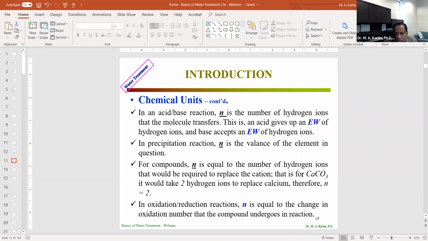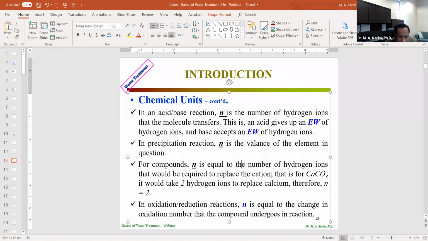I have a simple example over here for calcium carbonate. So in order to replace calcium, I need 2 hydrogen, right? Because carbonic acid, or we can say H2CO3, takes 2 hydrogen ions to replace calcium. Therefore, n is equal to 2. In this case, for calcium carbonate, n is equal to 2. In oxidation-reduction reactions, n is equal to the change in the oxidation number that the compound undergoes in the reaction. Okay, so like how many plus or minus charges change. You guys know that.